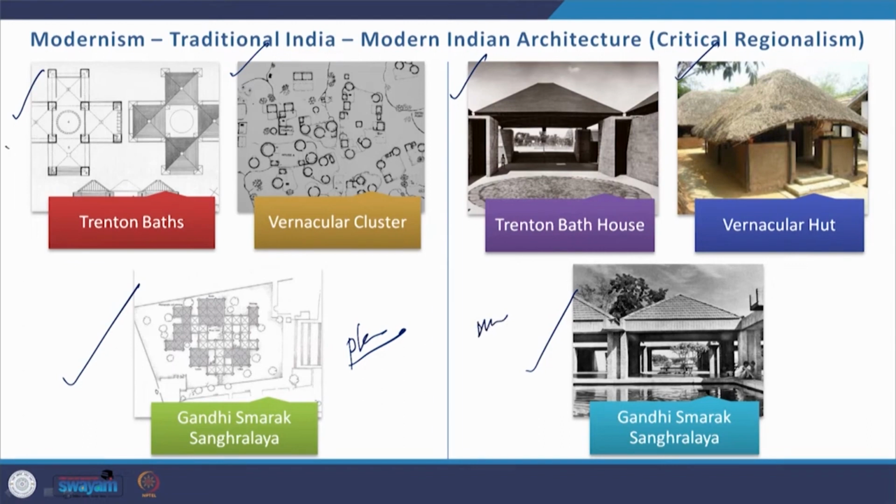You take a Western model, you can connect it to an Indian or a vernacular model and get a critical regional plan or a modern Indian regional plan. You take a Western example, a modernist example, connect it to a vernacular hut, and you get a module which is regional Indian. This is one of the strongest symbols of modern Indian architecture.